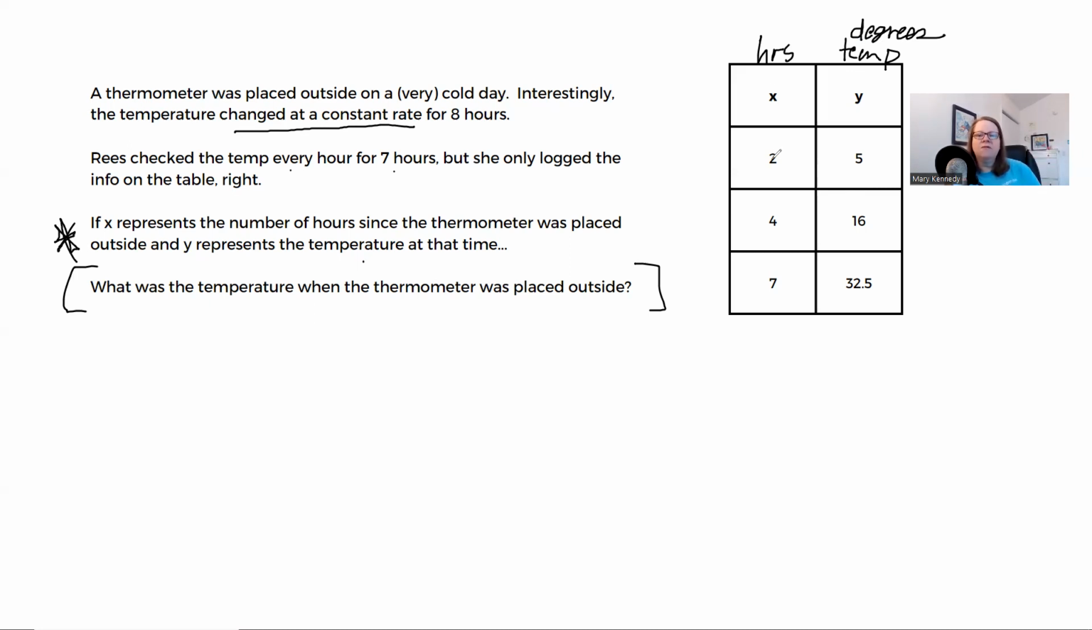Okay, so after 2 hours, the temperature was 5 degrees. Yeah, for me, that's super cold. After 4 hours of that thermometer being outside, the temperature was 16 degrees. And after 7 hours, it was 32.5 degrees.